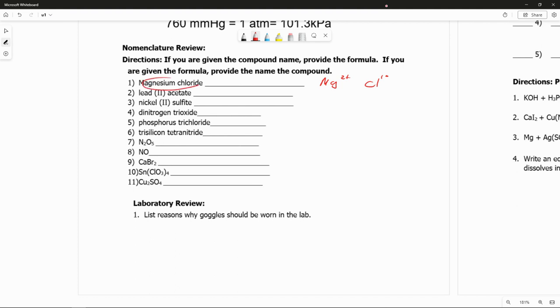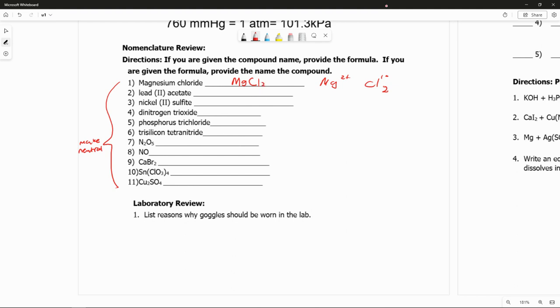So for this magnesium chloride, we want to make it neutral. For all of these, we actually want to make it neutral. So Mg2 plus and Cl1 minus, we need two Cls to cancel out this 2 plus. Therefore, our formula for magnesium chloride is going to be MgCl2. And remember, capitalization matters, so I'll emphasize capitalization here: capital M, lowercase g, capital C, lowercase l, subscript 2.